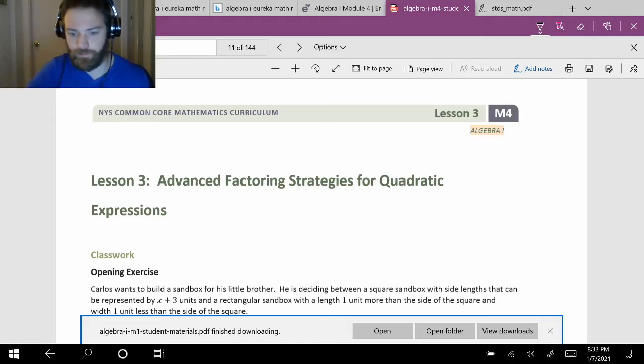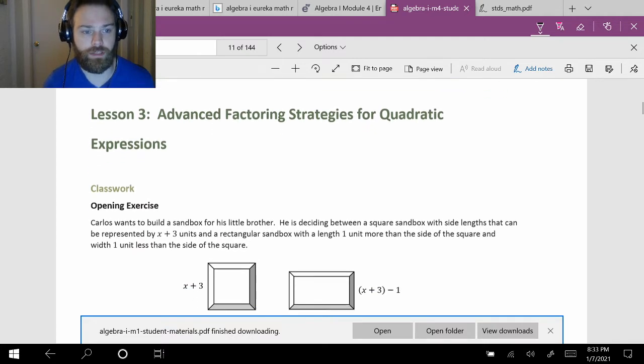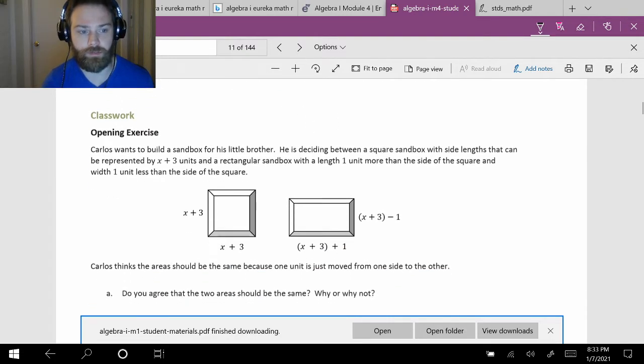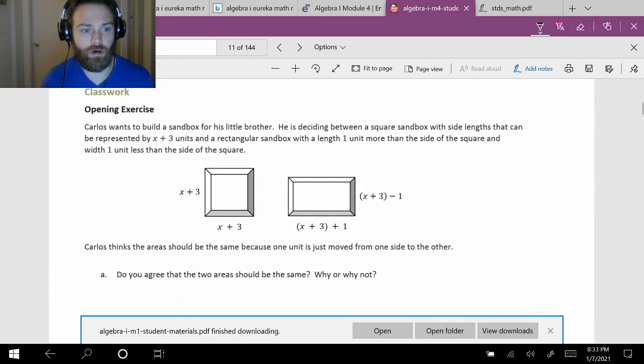Okay, so what we've got here is lesson 3, which is advanced factoring strategies for quadratic expressions. So Carlos wants to build a sandbox for his little brother. He is deciding between a square sandbox with side lengths that can be represented by x plus 3 units and a rectangular sandbox with a length 1 unit more than the side of the square and width 1 unit less than the side of the square.